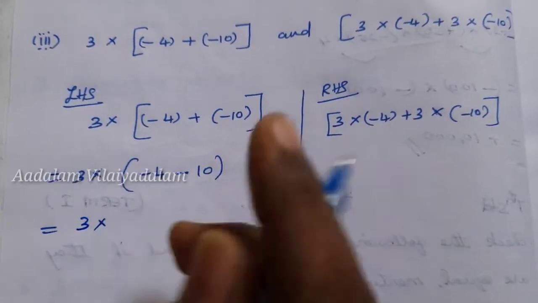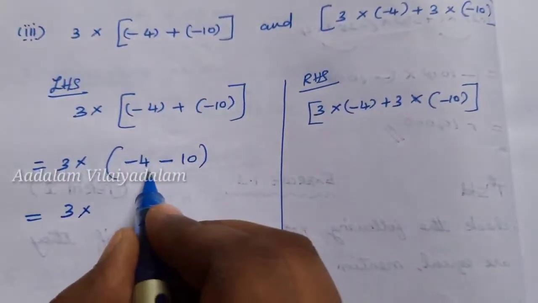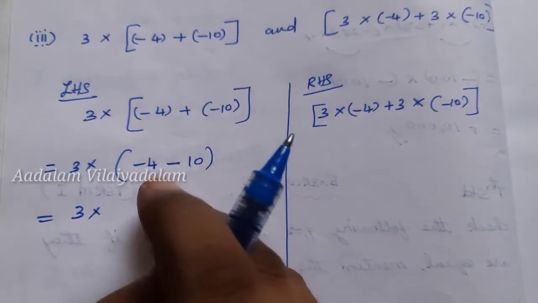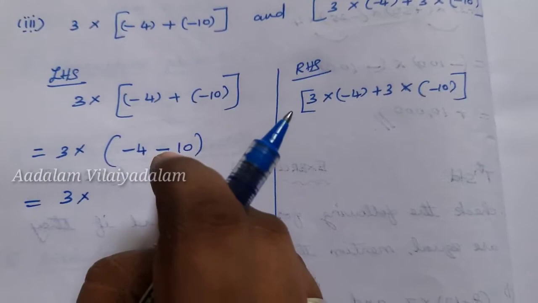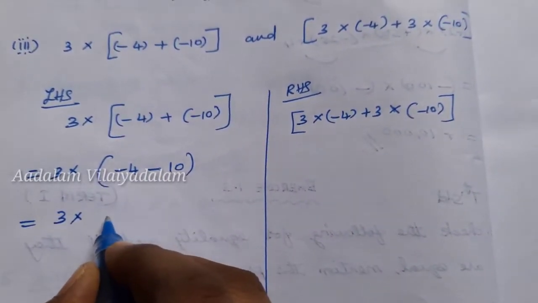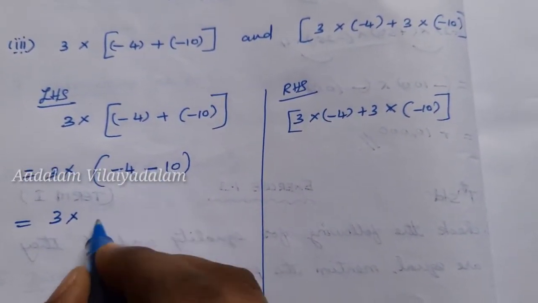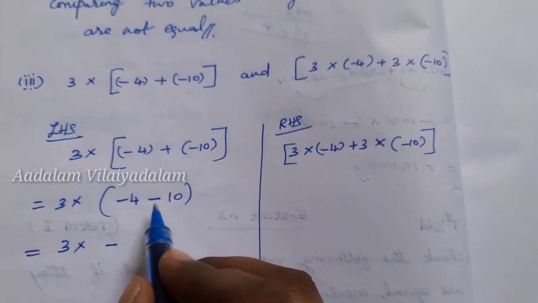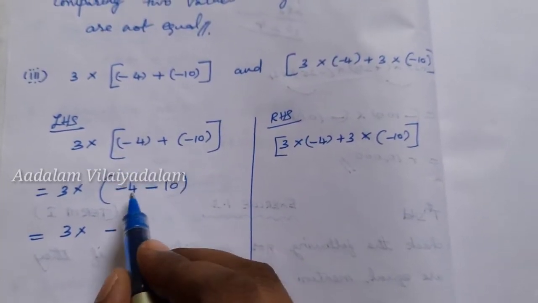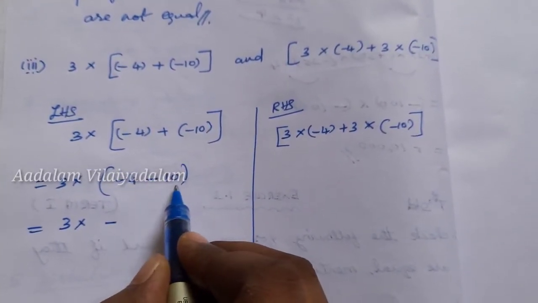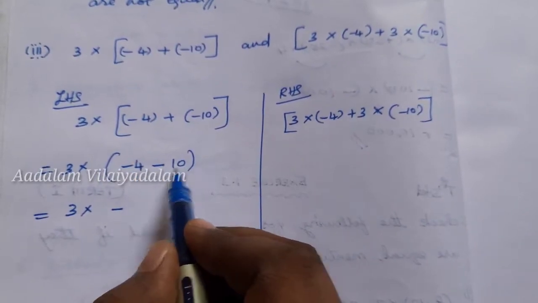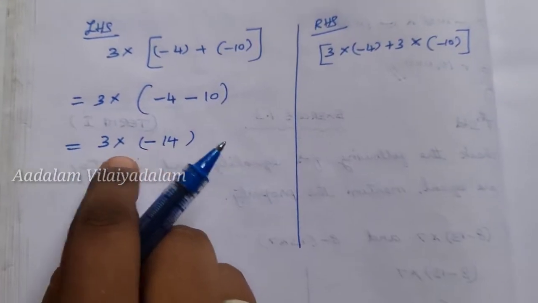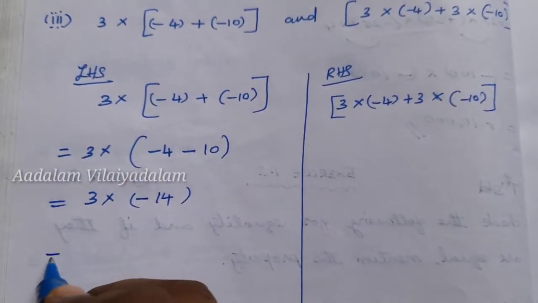Next simplify again. So minus 4 minus 10. If two same signs exist, minus and minus, then you have to apply the same sign with addition. You have to add the values and put the same sign. So 10 plus 4 you will get 14. Since two signs are coming nearer, use a bracket.